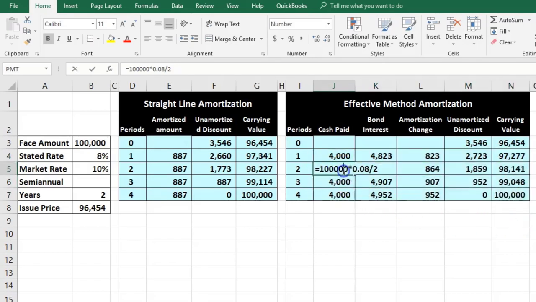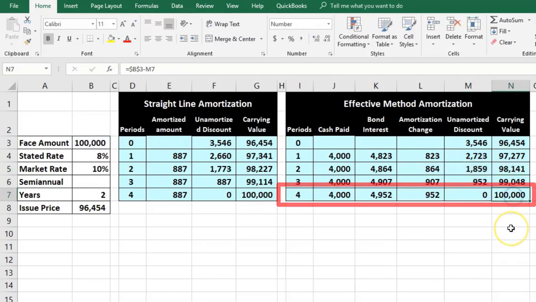And so this looks reasonable. That looks right. That looks right. That looks right. That looks right. And the check is that it went to 0. And of course, carrying amount is 100,000. That's where we want to be.